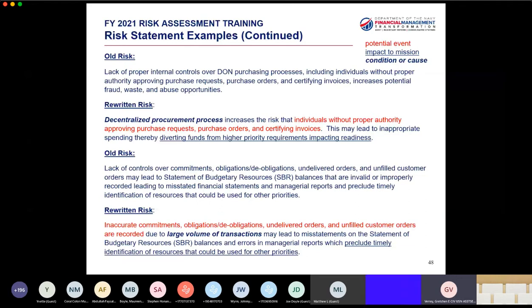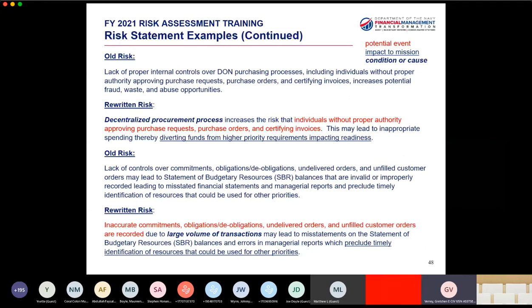Okay, so for the first one, the rewrite: decentralized procurement process increases the risk that individuals without proper authority are approving purchase requests, purchase orders, and certifying invoices. This may lead to inappropriate spending, thereby diverting funds from higher priority requirements, impacting readiness. So again, while the first statement is true, the second statement allows the reader to better understand what the impact would be if this were to occur.